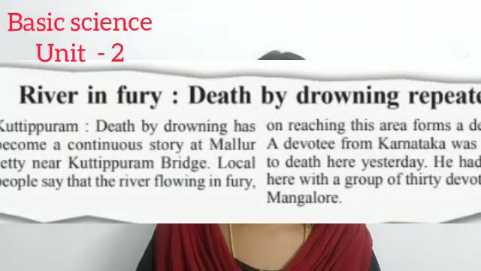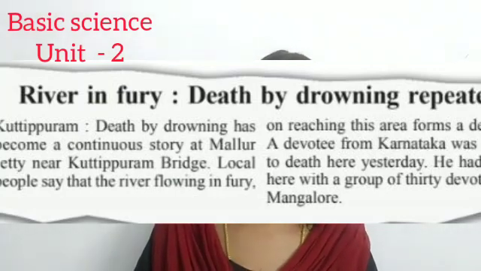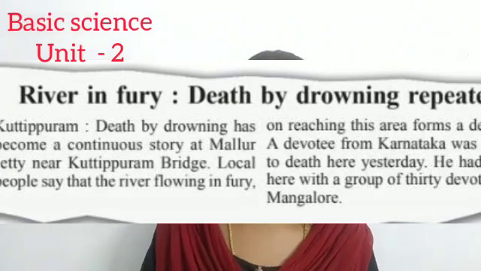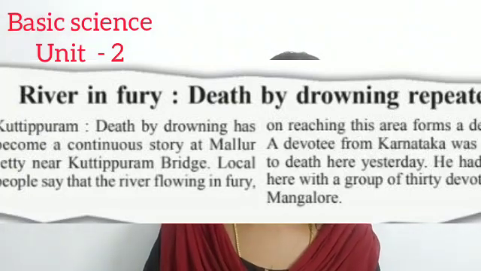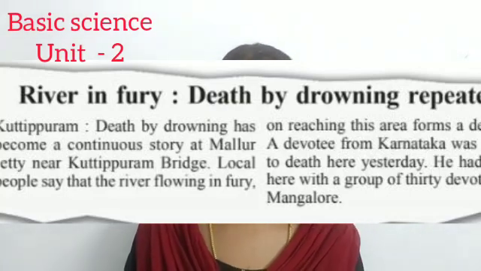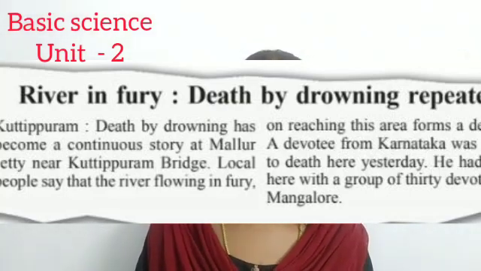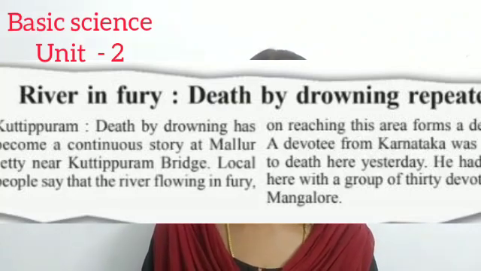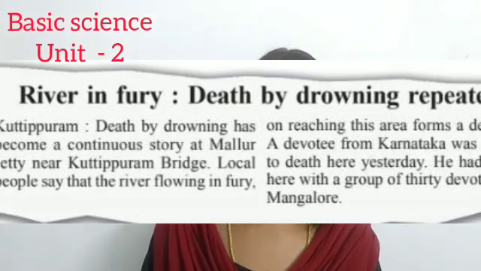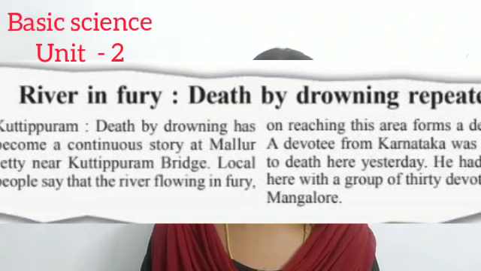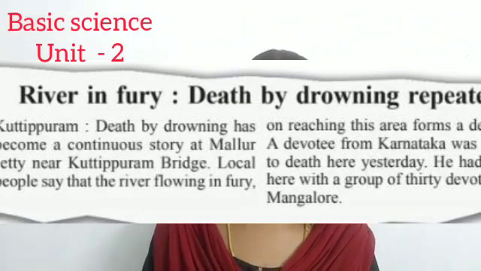And you can see a magazine clip, River in Flurry. Can you see, children? Yes. In that it is saying death by drowning repeated. Death by drowning has become a continuous story at Mallur Jetty near Kuttipuram Bridge. Local people say that the river flowing in Flurry on reaching this area forms a death trap. A devotee from Karnataka was drowned to death here yesterday. He had reached here with a group of 30 devotees from Bangalore.